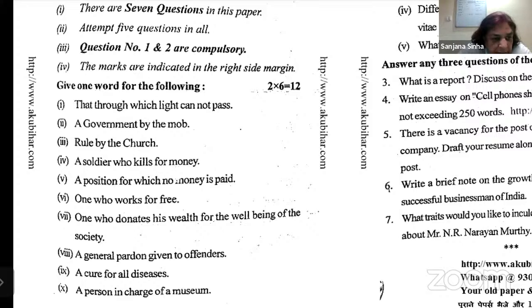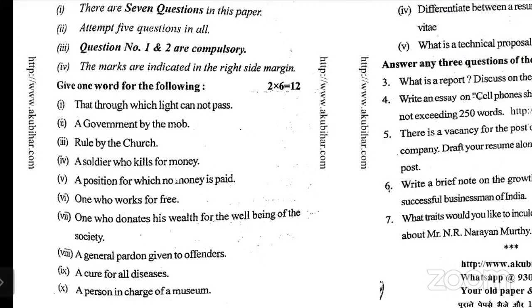One who donates his wealth for the well-being of society. Philanthropist. Generous also can be. Listen, this is not a round box, there has to be some relevance. A person who donates his wealth for the well-being of the society. Philanthropist, ma'am. Philanthropist is the lover of mankind. Ma'am, the philanthropist loves humankind by donating his wealth.